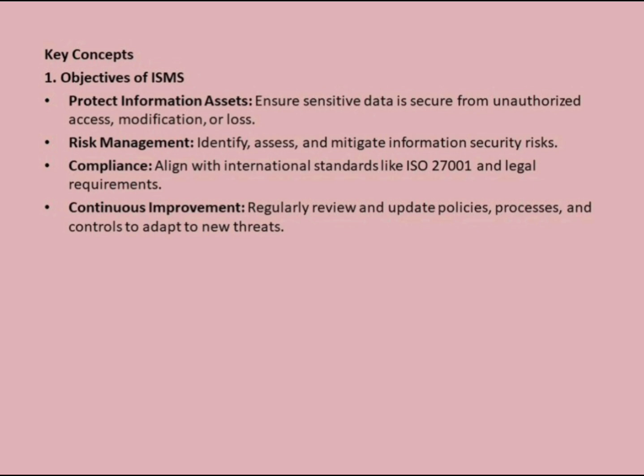The objectives of an Information Security Management System, ISMS, revolve around protecting an organization's information and ensuring its proper management. The first objective is to protect information assets, which means safeguarding sensitive data such as customer records, financial information, or intellectual property from unauthorized access, alteration, or loss. For example, implementing role-based access control ensures that only authorized employees can access payroll records.